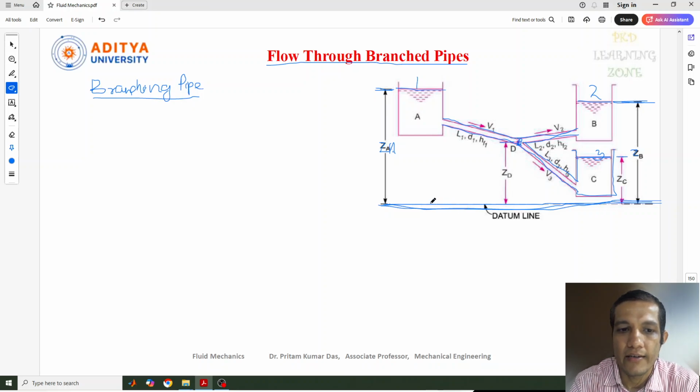All these reservoirs, you can see, are connected by a number of pipes. All these pipes are called branched pipes. So these things we have seen.